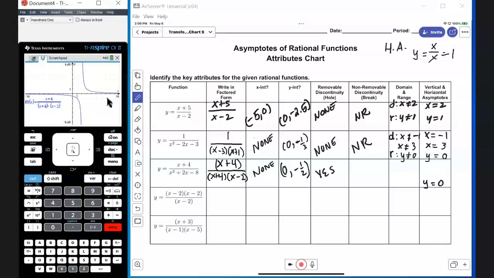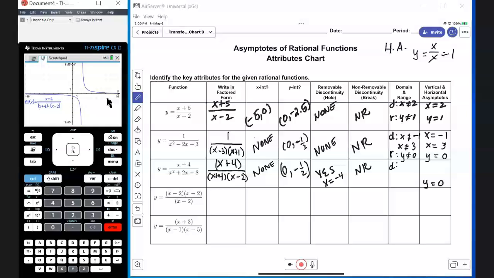And where's the hole at? Anybody know where the hole is at? x equals? Nope. Where's the hole? You have x plus 4 divided by x plus 4. Negative 4. x equals what? Negative 4. Does it have a break? So what are you going to write? Non-removable.